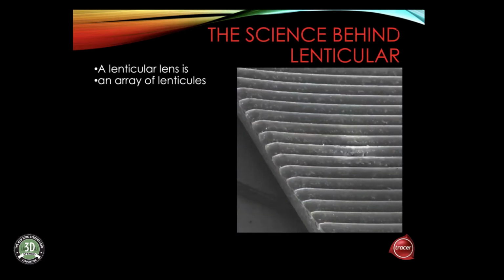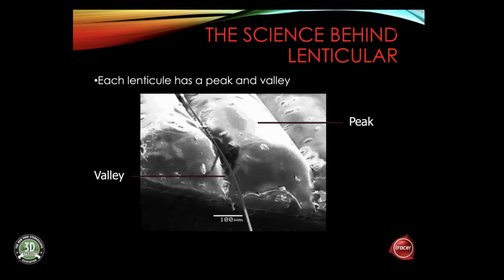The science behind the actual lenses is fascinating, even if you're not into that sort of thing. A lenticular lens is actually just an array of lenticules in a linear pattern. And each lenticular sheet has lenticules that have peaks and valleys. A valley is the same width as a human hair. So it's insanely small, and the peak is the higher point, as you can see in that photo.